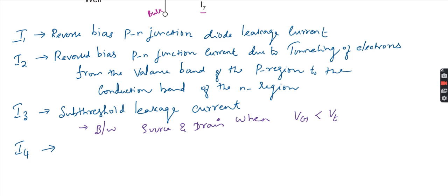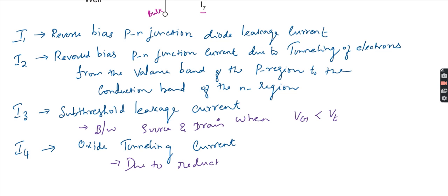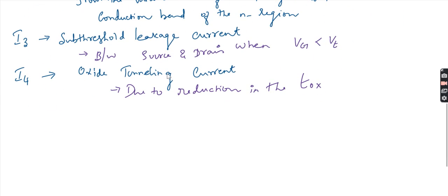Then it is I4. Then what is I4? I4 is nothing but it is a gate oxide tunneling current. So what is the meaning of that? It is nothing but this will happen due to reduction in the oxide thickness, that is Tox. That is I4.